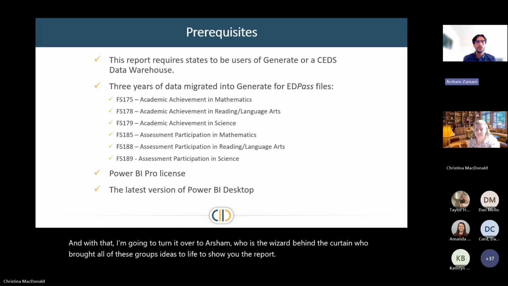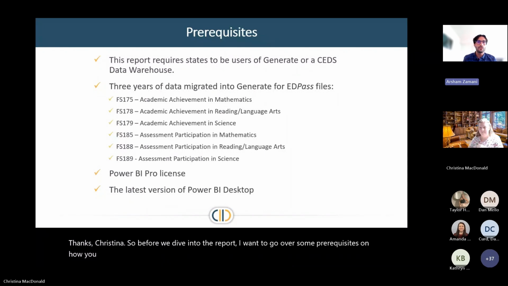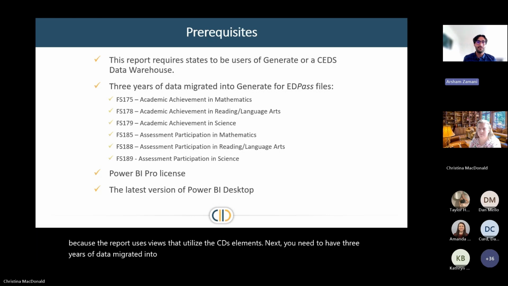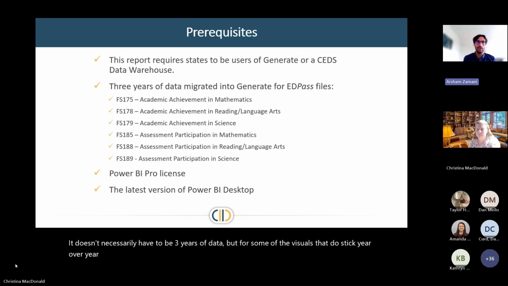Thanks, Christina. So before we dive into the report, I want to go over some prerequisites on how you can set up the report. So first and foremost, you need to be a Generate or CEDS state because the report uses views that utilize the CEDS elements. Next, you need to have 3 years of data migrated into Generate for the EDPAS files. It doesn't necessarily have to be 3 years of data, but for some of the visuals that do year-over-year analysis, it would be helpful to have at least 3 years.